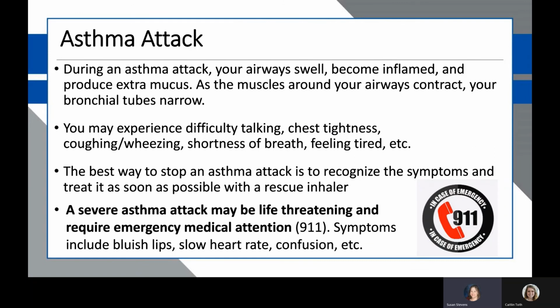Asthma attack. Now, during an asthma attack, your airways swell, become inflamed, and produce extra mucus. As the muscles around the airways contract, the bronchial tubes narrow. A person may experience difficulty talking, chest tightness, coughing, wheezing, shortness of breath, and feeling tired. The best way to stop an asthma attack is to recognize the symptoms and treat it as soon as possible with a rescue inhaler. A severe asthma attack may be life-threatening and require emergency medical attention. Symptoms include bluish lips, a slow heart rate, and confusion.